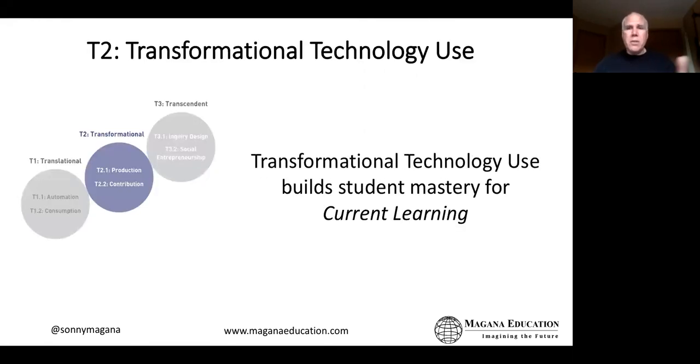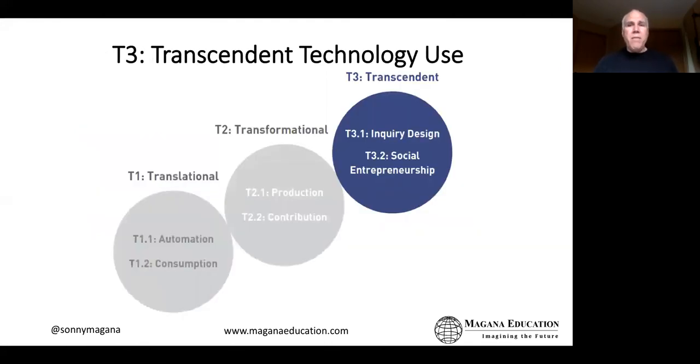Transformational technology use really helps build student mastery for current learning. With an effect size of 1.6, another way of saying the impact of that effect size is that it will take students less time to master content. That's remarkable. What are you going to do with that time? What are you going to do with the time that you save by increasing the efficiencies and increasing student learning productivity? And that's where I want to focus today on transcendent technologies. I should mention that there was a previous webinar in which I went into more detail on translational and transformational technologies, but today's webinar is going to be focused on getting to transcendence.